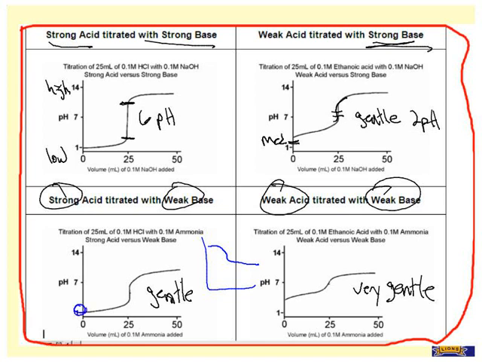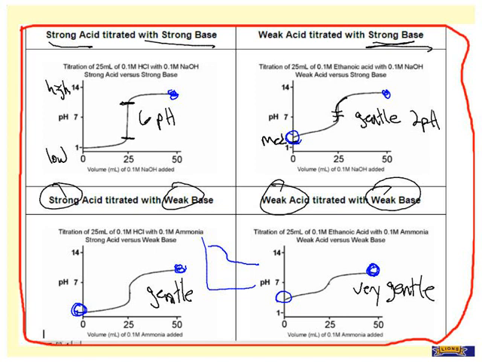This one is a strong acid because a pH of 1 comes from a strong acid. This one is not 1, so it would be a weak acid. This one is not 1, so it is a weak acid. Okay. This ends just a little bit above 7, and that is a weak base. This ends a little bit above 7, that's a weak base. This ends 13-ish, strong base. This ends 13-ish, strong base.